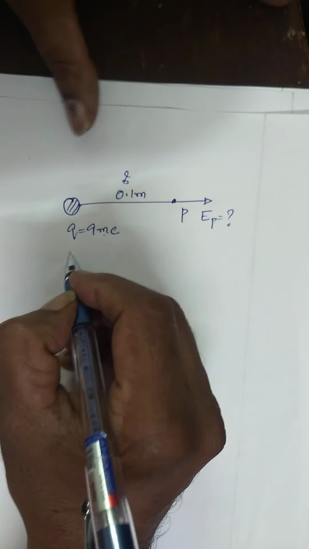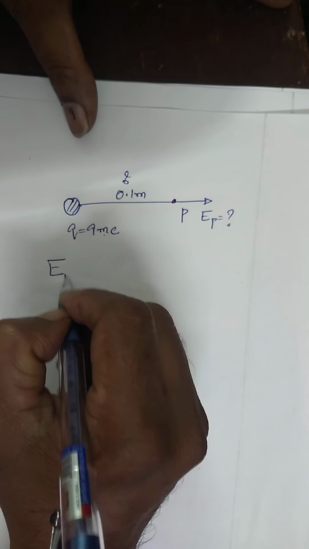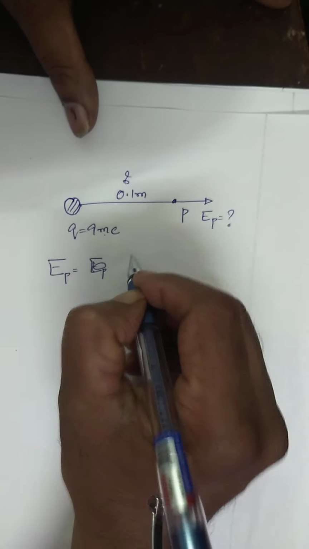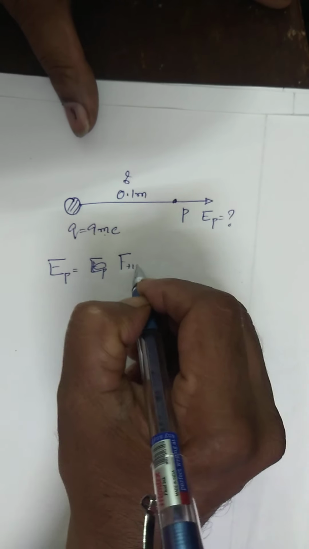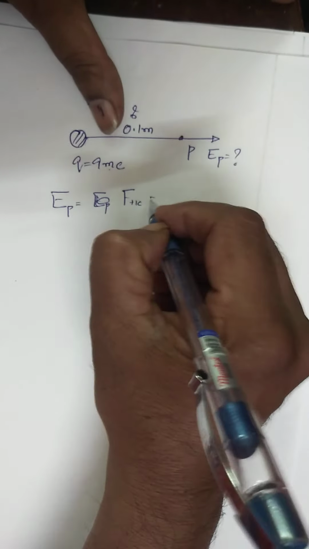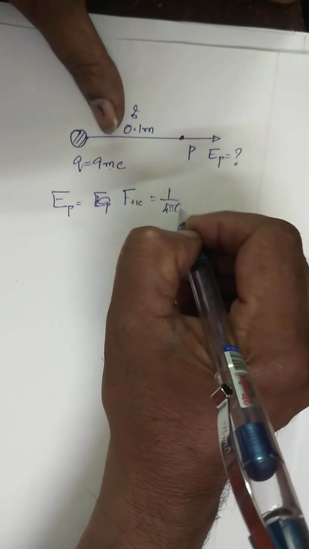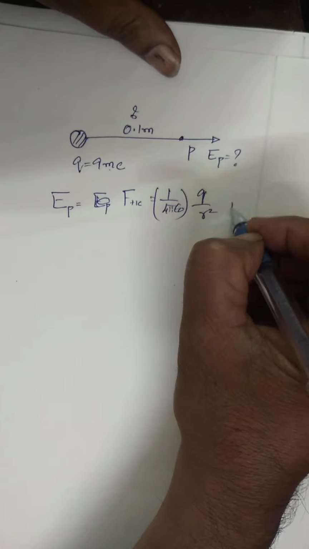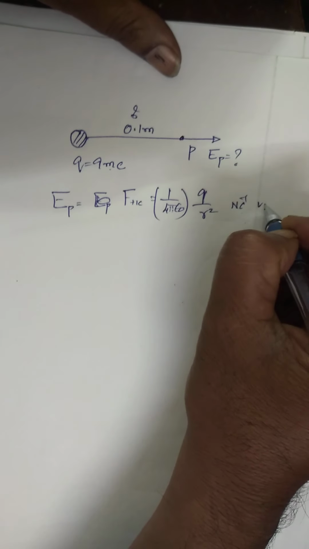How to start? These are small problems. Therefore, what is the electric field, or electric intensity, at that point? One and the same. That is equal to the force experienced by a unit positive charge kept at that point. That is equal to 1 by 4 pi epsilon naught, q by r square. Units are Newton per coulomb or volt per meter.